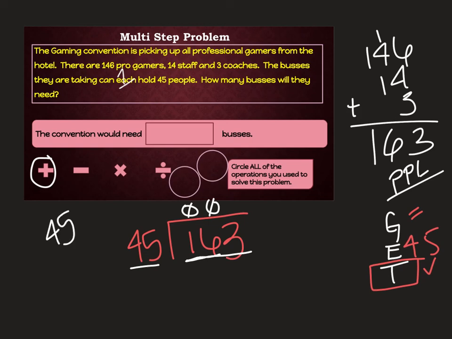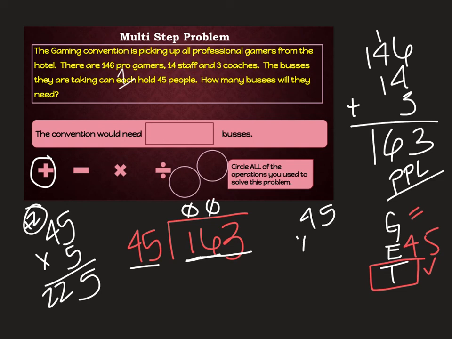So I like to start with Old Faithful, which is 5. So let's see if there's 5 groups of 45 in 163. 5 times 5 is 25. 5 times 4 is 20 plus 2 is 22. That's too many. I need to come down some. Maybe let's try 3. Let's try 3 groups. 3 times 5 is 15. 3 times 4 is 12. Plus 1 is 13. Okay, that looks like it could work. So we'll have 3. 3 groups of 45 is 135.